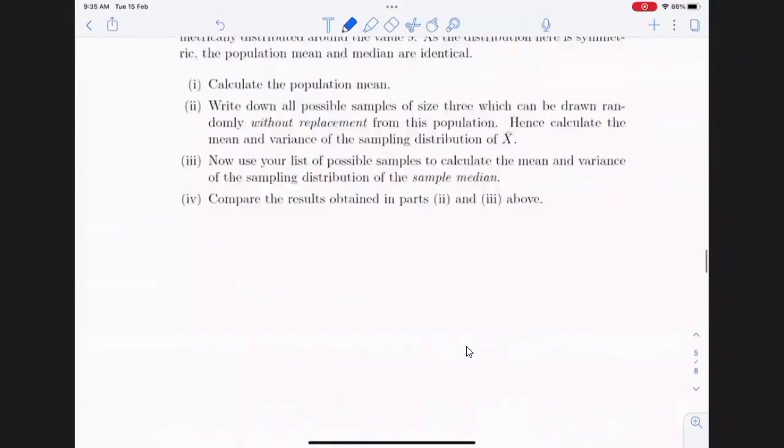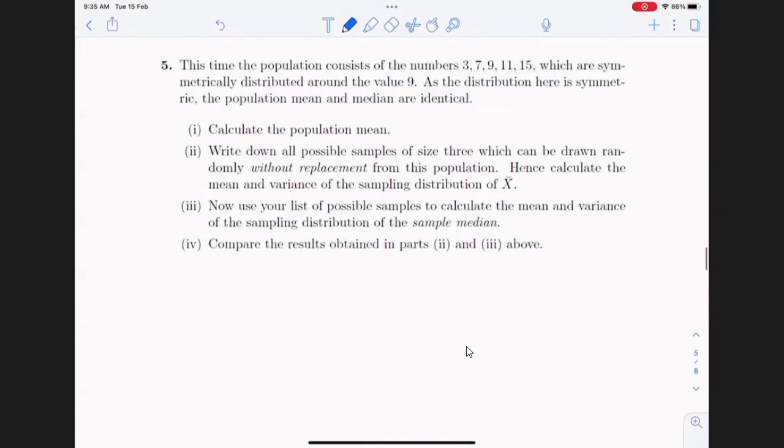Now, let's move on to question number 5. Now, this question is not difficult, but it is very complex. It takes a lot of time to write down a lot of tedious calculations. But I will try to work it out and show you the detailed steps.